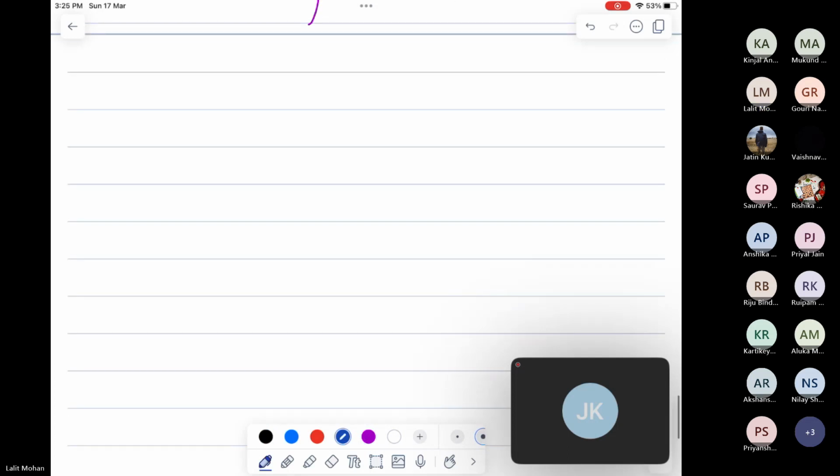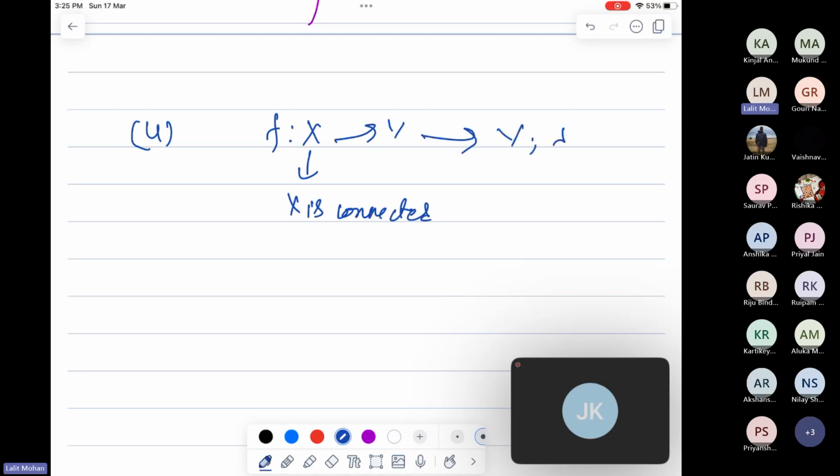Okay. So the fourth question is very easy. I am just doing one part. It is given that f from X to Y, where X is connected with any metric, and Y is associated with the discrete metric. We have to show that f is continuous if and only if f is constant.